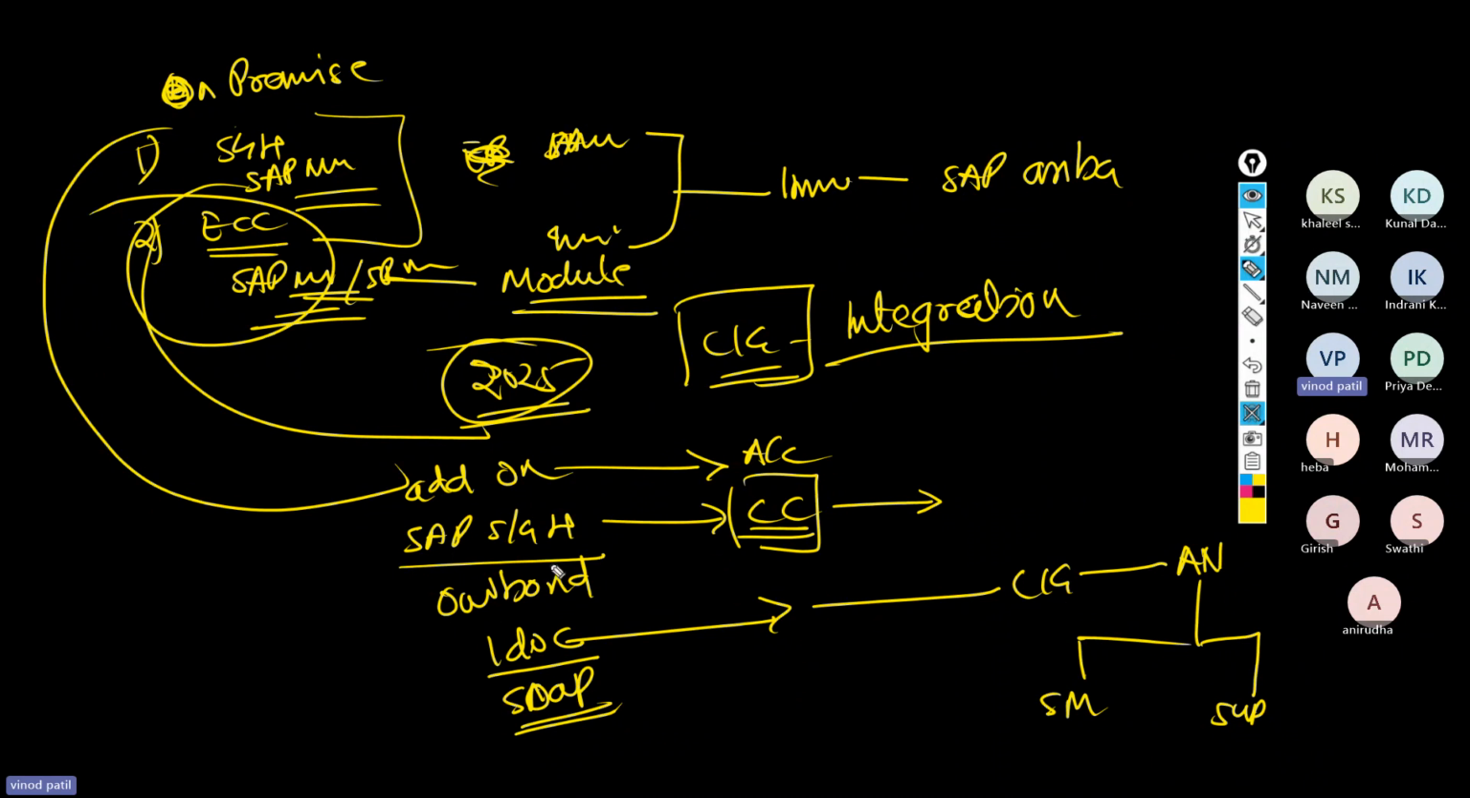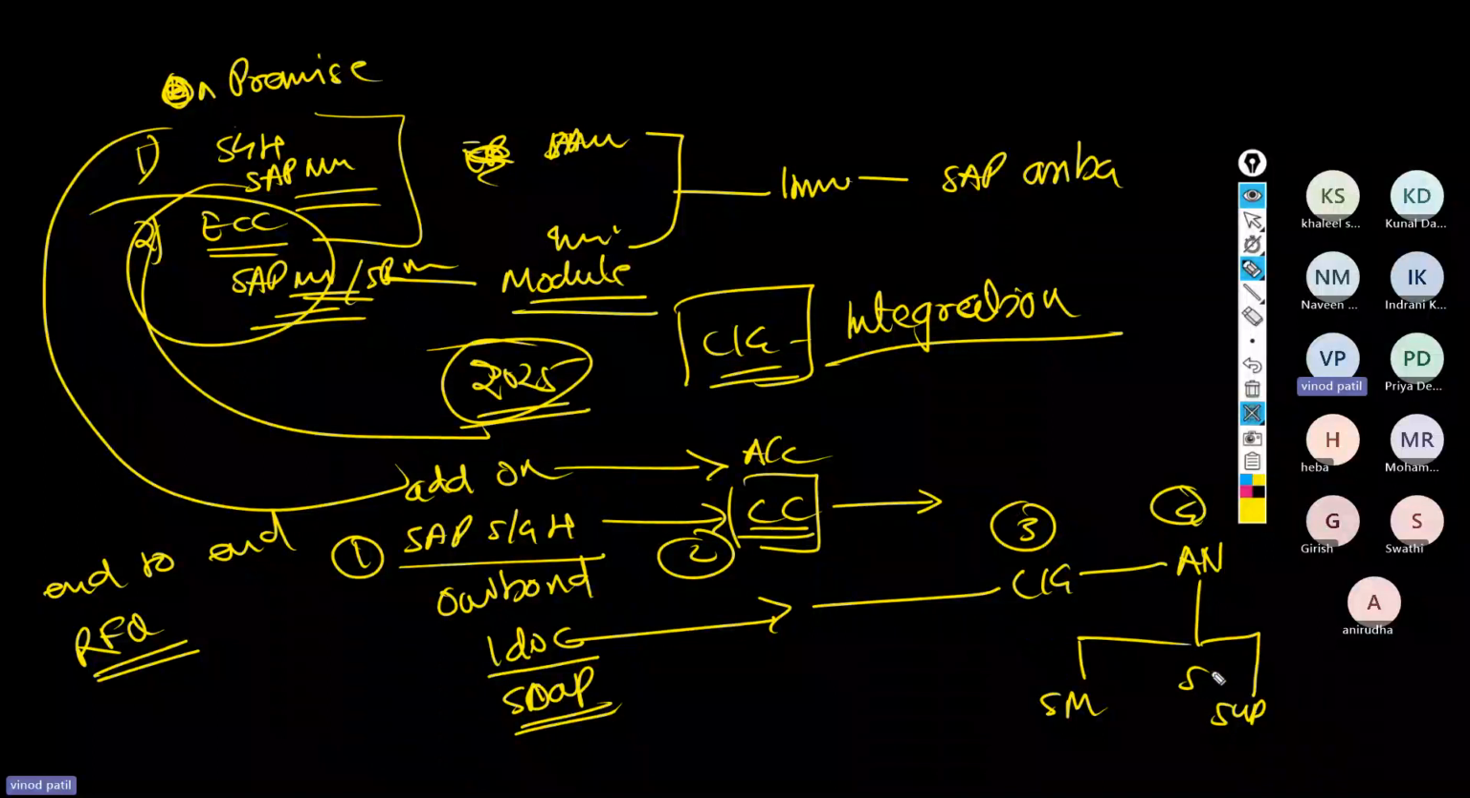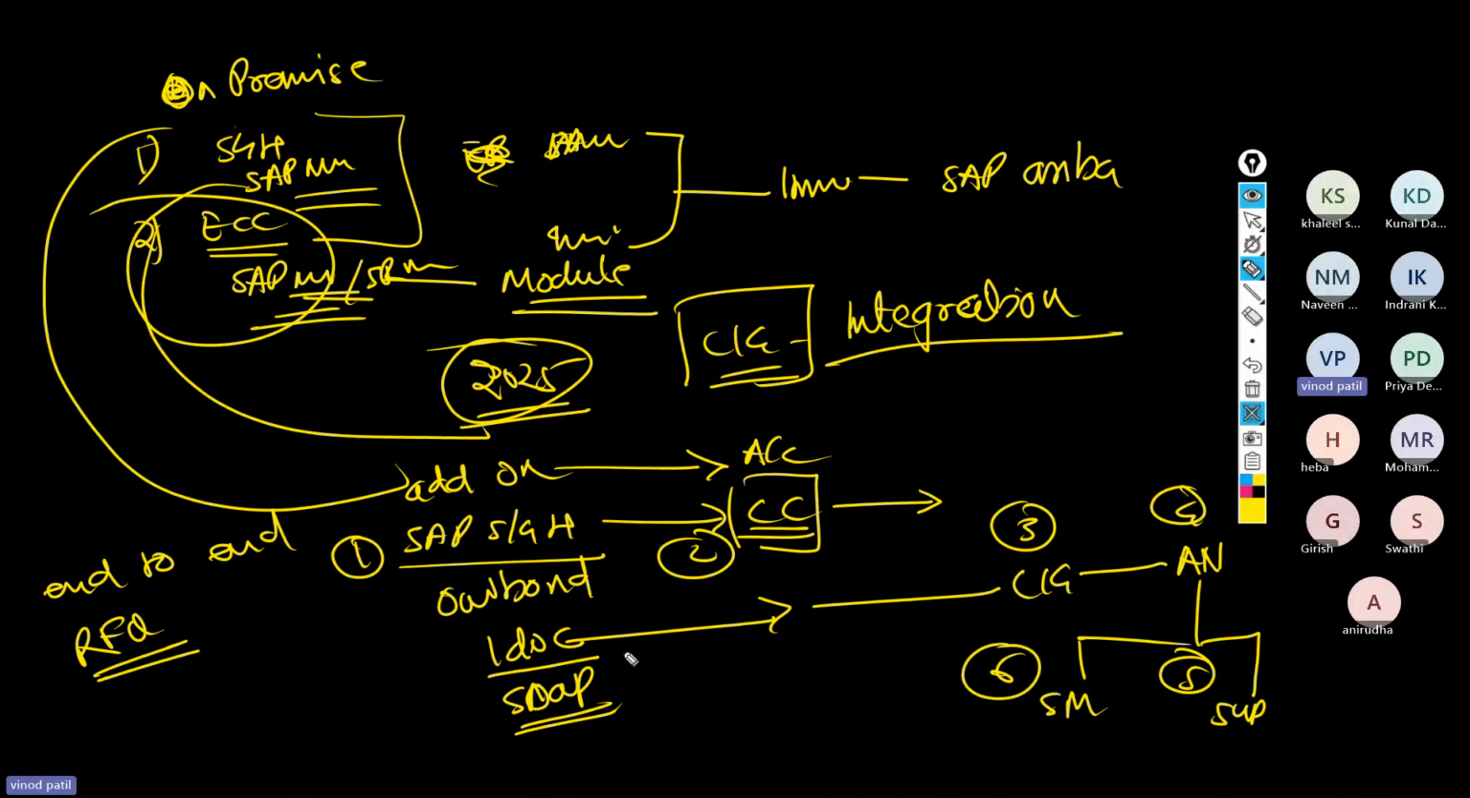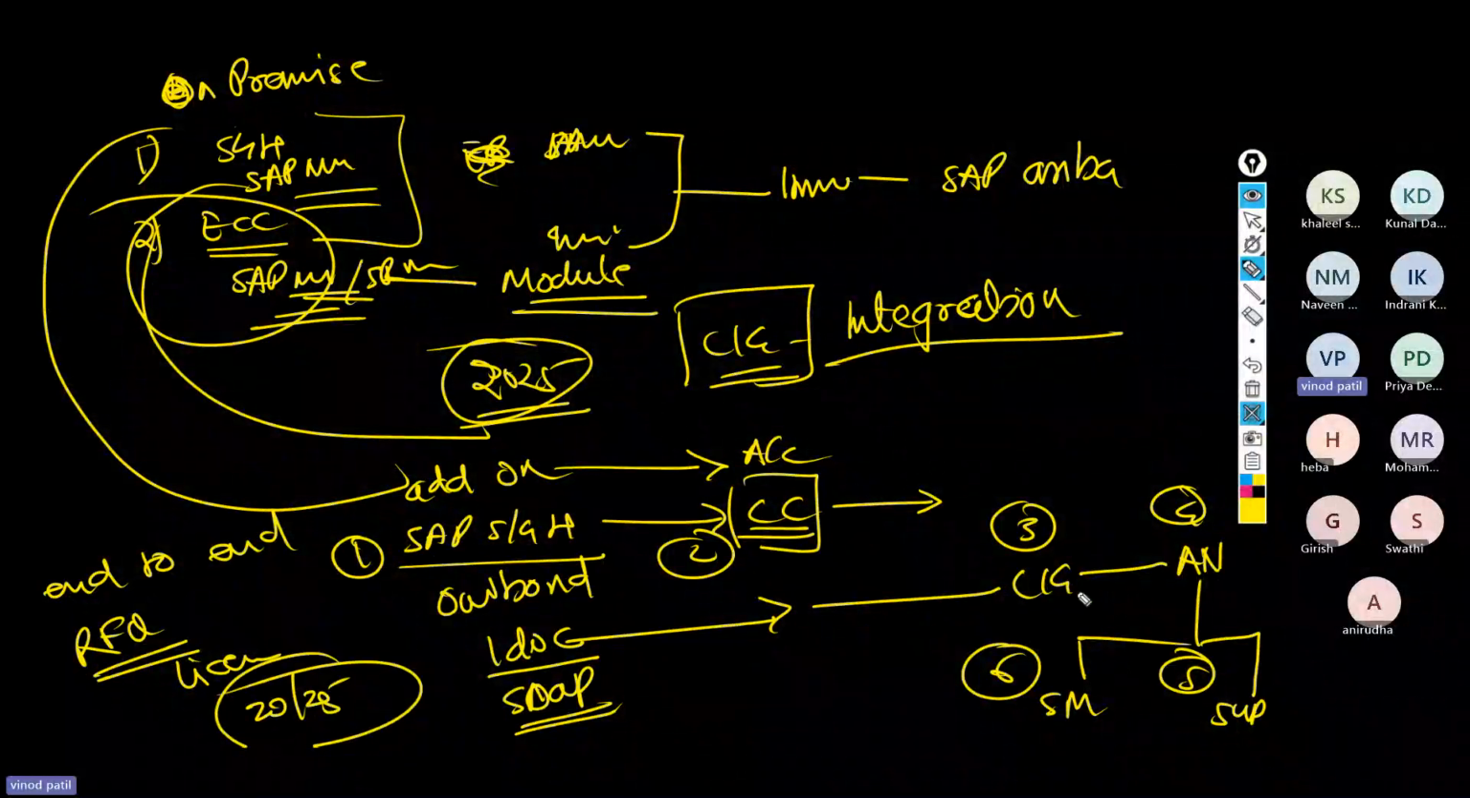You may be asked tomorrow, show me the end-to-end integration process, let's say for an RFQ. Because here you will require all 6 systems. This is 1, this is 2nd, this is 3rd, this is 4th, this is 5th, this is 6th. All these 6 systems are licensed systems, and the cost is 20 to 25,000 rupees for all these licenses per user. So I won't be showing you the end-to-end thing because this CIG system is DIY.